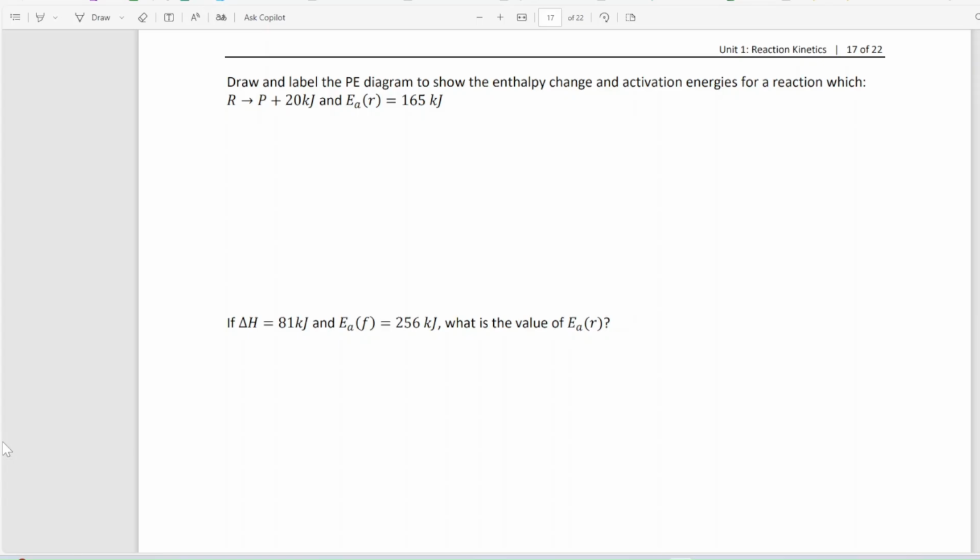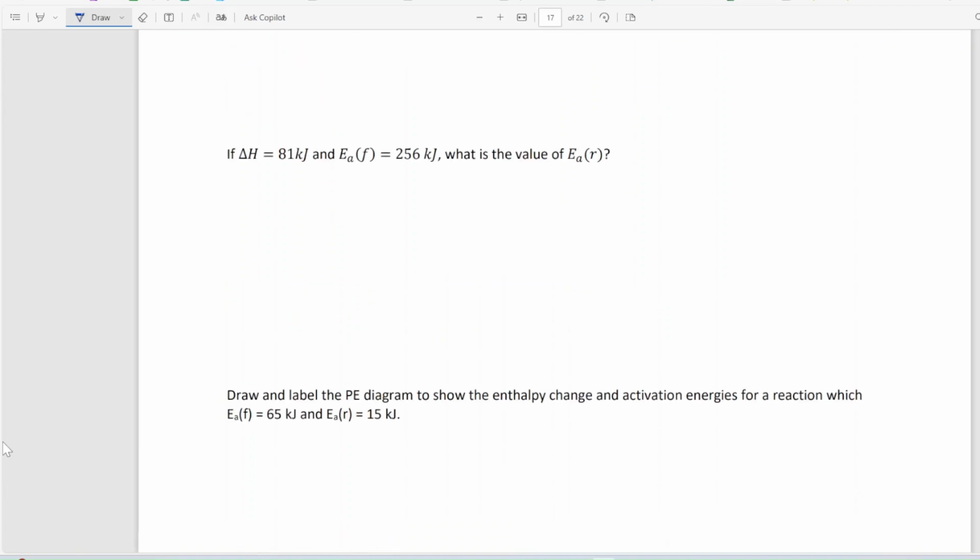All right, so we are going to now look from scratch. It's going to say something like, draw and label the potential energy diagram to show the enthalpy change and activation energies, meaning forwards and reverse, for a reaction in which reactants go to products plus 20 kilojoules and activation energy in reverse is 165 kilojoules. So you have two choices.